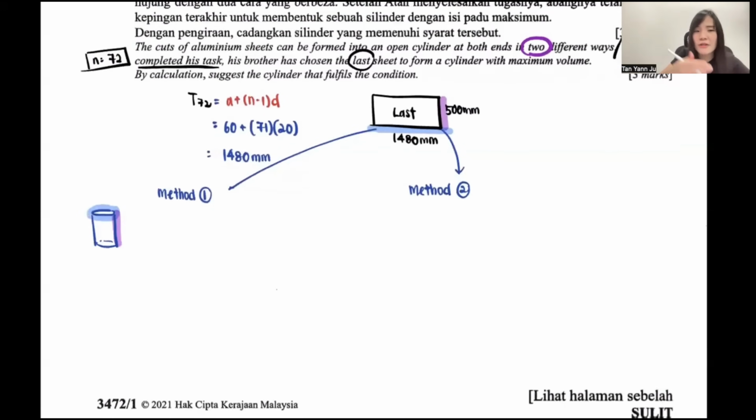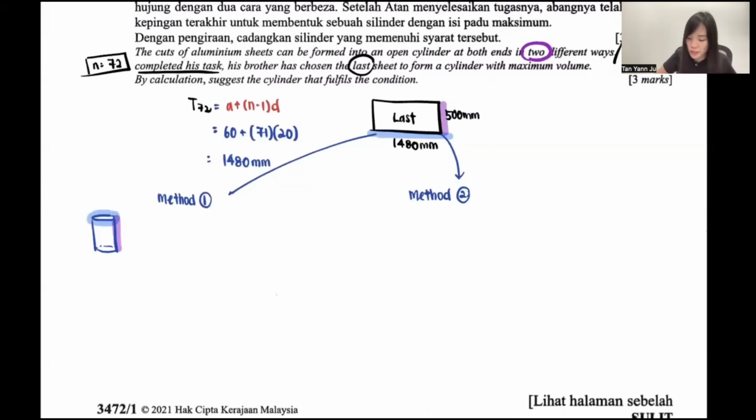Then now, how do we know which one? Another one I draw for you first. The other one is you roll like this. When you roll it, the height will be the blue one, and this purple color one will become the circle. So the height is 1480, and when you roll it, the circumference is 500. So that is these two methods.